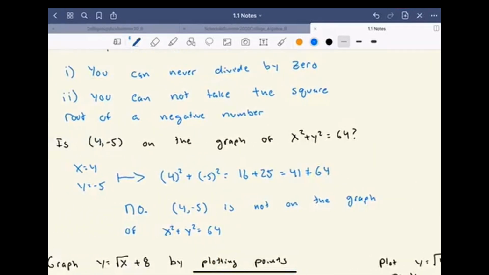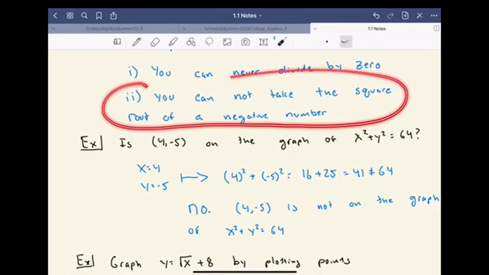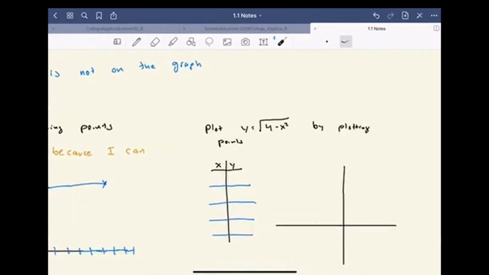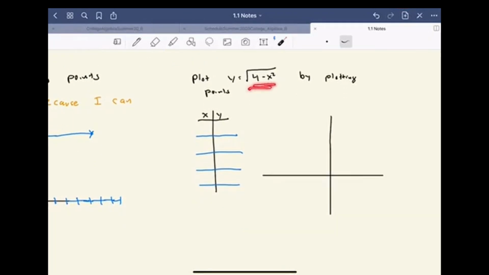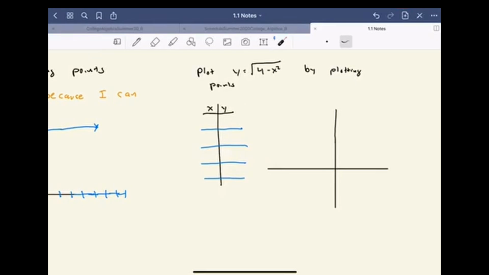Okay, let's look back up to that rule. I am not allowed to take the square root of a negative number. Okay, so that means that I have to pick x values to avoid that negative number. I did that here as well. I didn't pick negative 4 or anything. Okay, so let's start. Well, a nice value for x that I could start with is negative 2.